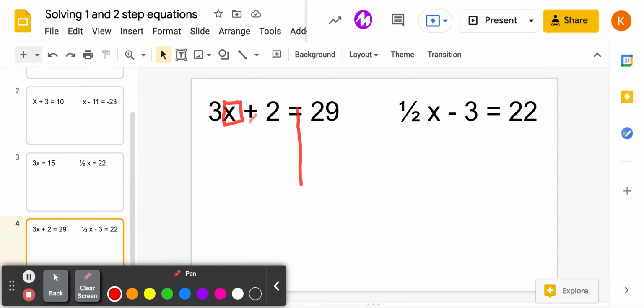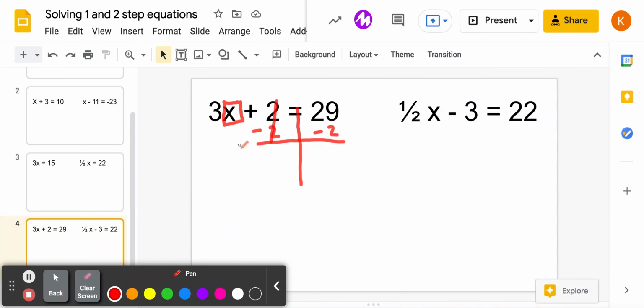When you have a two-step equation, you always, always, always want to get rid of the addition or the subtraction first. In this example here, you see that 2 is being added to 3x. Let's undo that addition of 2. Undo addition by 2 by subtracting 2 from both sides. Remember, if you subtract 2 from the left side of an equation, you have to do it to the right side. You have to keep it balanced.